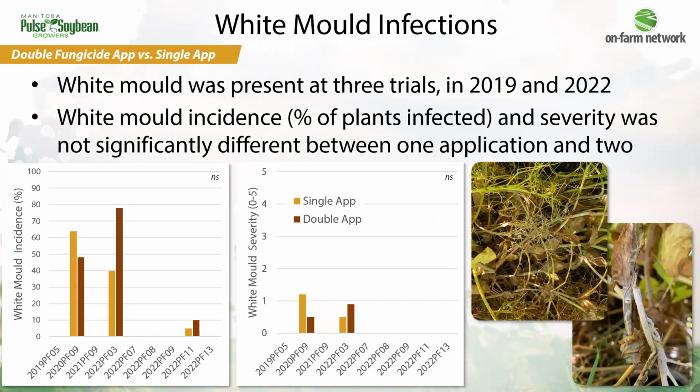White mold was present at 3 trials occurring in 2019 and 2022. Incidence and severity were not significantly different between 1 and 2 applications. No significant changes here.